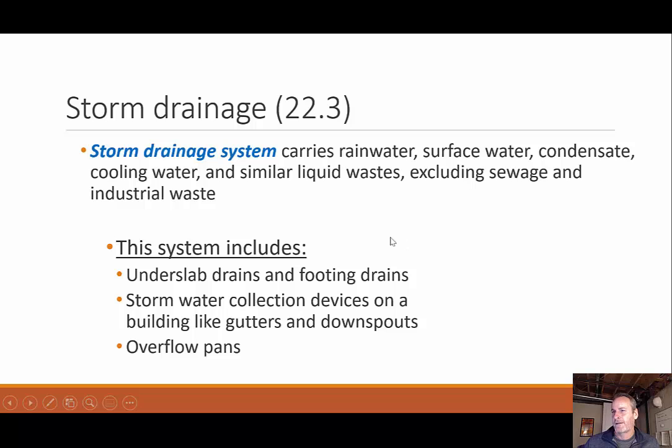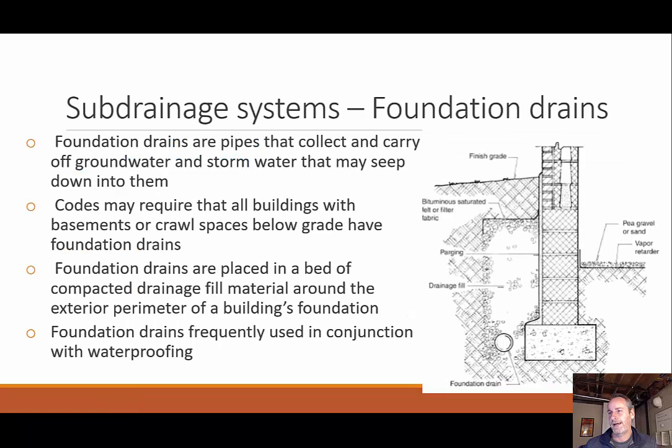Storm drainage. So we said storm drainage is different than this DWV, because storm drainage is that rainwater, surface water, condensation, cooling water, all this stuff outside of the building. It's that type of drainage, right? So we could have different ways to get it away from our building. We had under slab drains and footing drains. We could have storm water collection devices like gutters and downspouts and overflow pans.